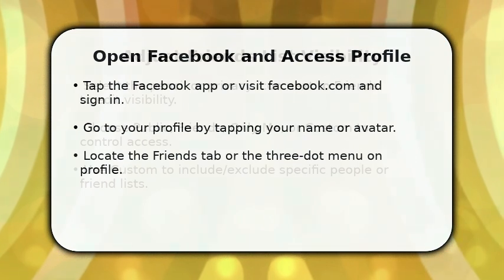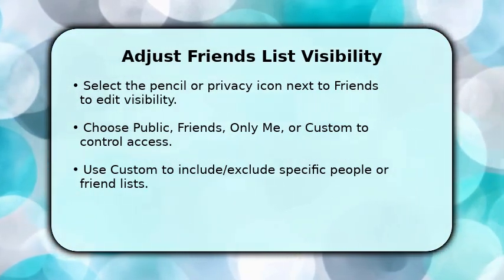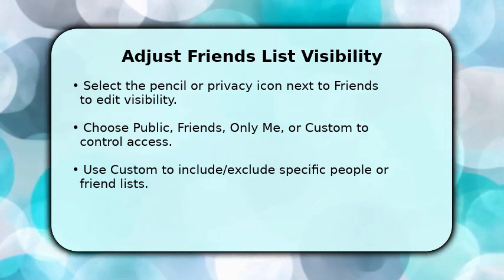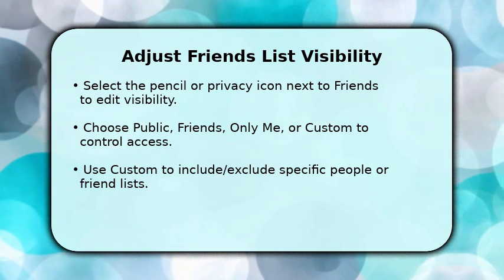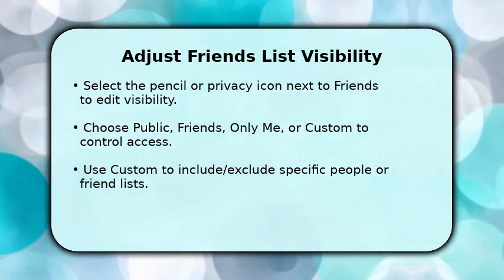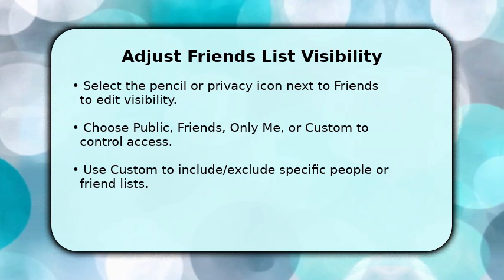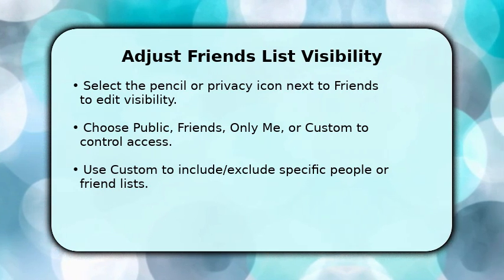You'll see visibility choices. Pick one based on how public you want your connections to be. Once done, choose Friends to share only with people you're connected to, or Only Me to hide the list entirely. If you need precision, tap Custom to include certain friends or exclude specific people in lists. This is useful if you want colleagues to see different info than family.